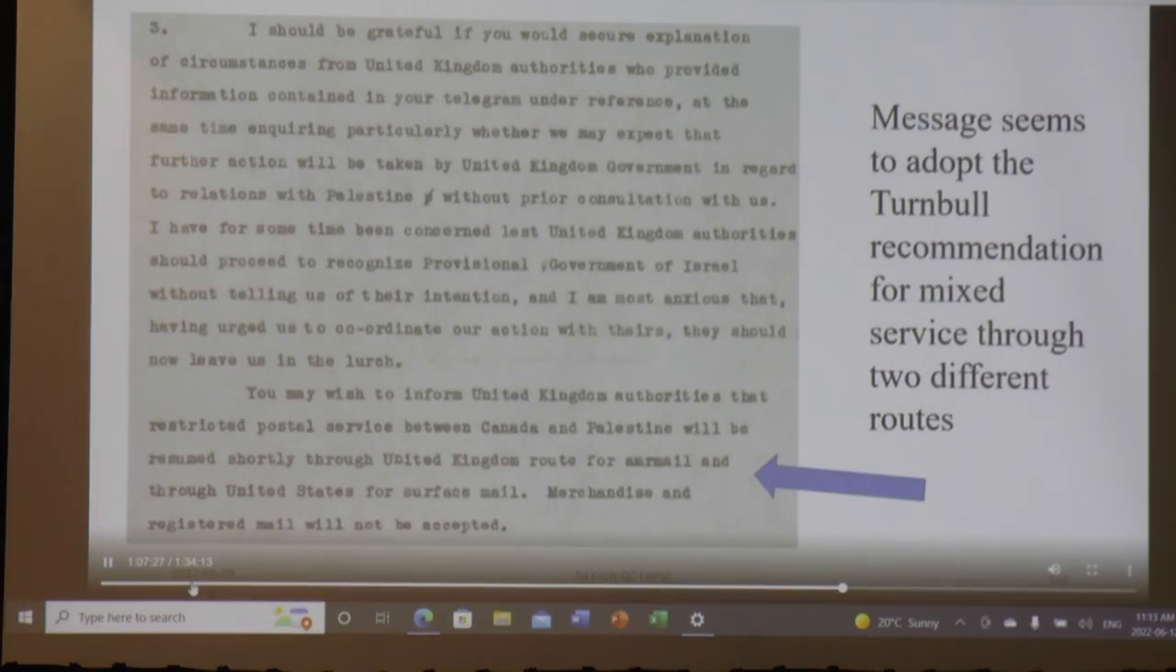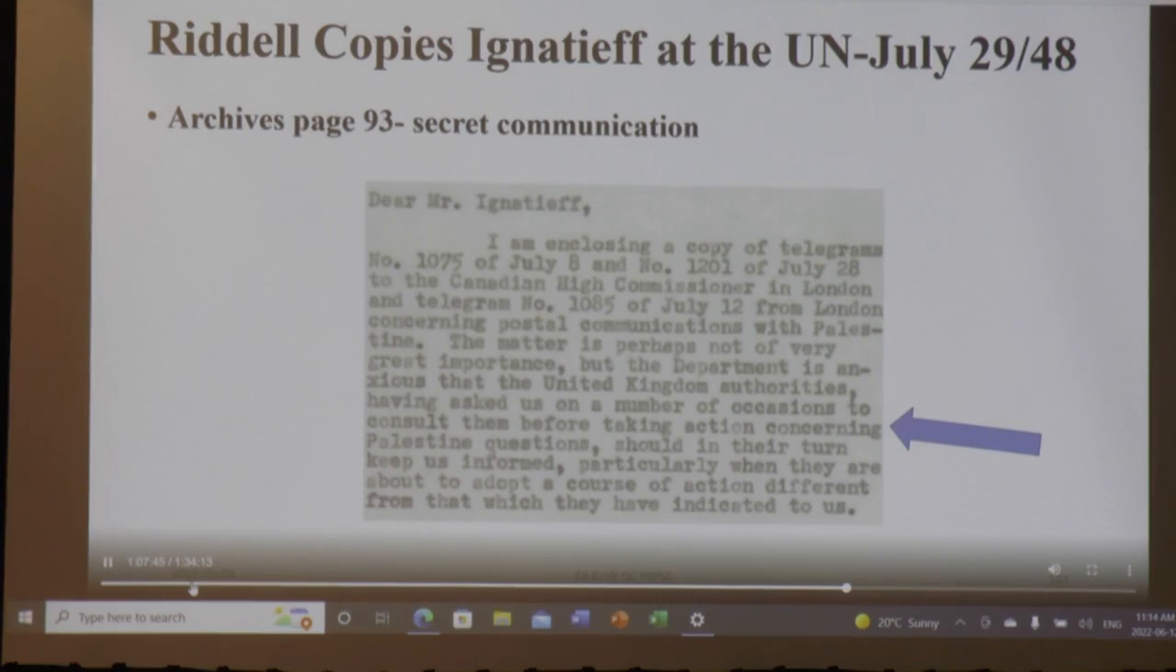So then he writes to Turnbull, the Postmaster General, and says, you can tell the UK that we'll have some mail service with the United Kingdom, with Palestine, but airmail will go through the United Kingdom, surface mail will go through the United States, and there won't be any registered mail.